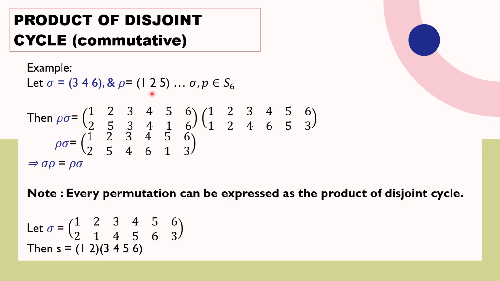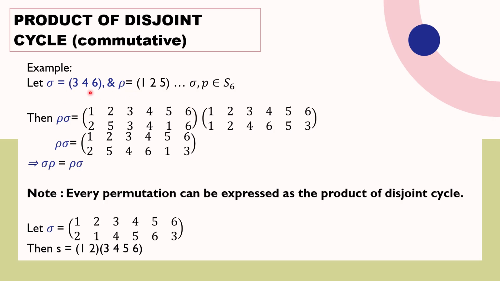Rho will be written, rho is 1 2 5. So when you have to convert it from this step to this step, which I have explained in the previous video, how do you do that? 1 2 5 will be written as, first you write 1 2 3 4 5 6 as it is. 1 goes to 2, so you will write 2 here. Then 2 goes to 5, so you will write 5. 3 is not mentioned, so 3 as it is. 4 again not mentioned, as it is. 5 will go to 1, so 5 goes to 1. 6 is not mentioned, so 6 as it is. So that's how you get the first permutation.